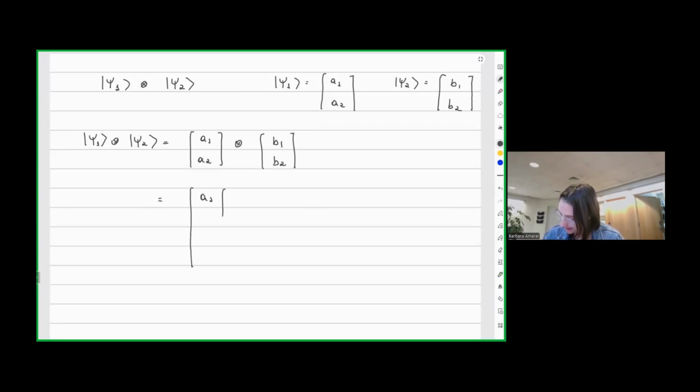A1 divided by 2, now divided by 1, as blocks of this field. So this is going to give us A1,1, A1,2, A2,1, A2,2.